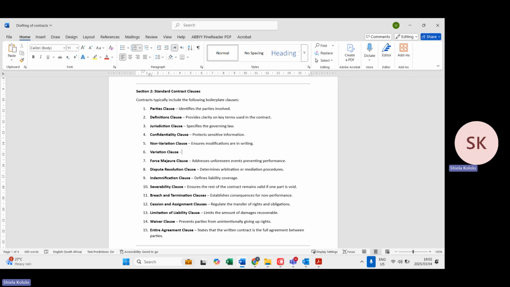And then cession and assignment clauses. So this regulates the transfer of rights and obligations. What do we mean by this? So cession and assignment, I've got a contract, Nomsa and I got a contract, I've got a lease agreement. And then maybe, let's say 6 months into the 12 months agreement, I feel that, okay, I don't want to live here, or I don't want to operate my business from these premises. I want to cede my rights to Masejo.